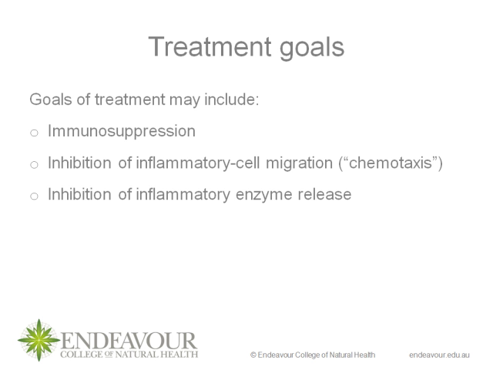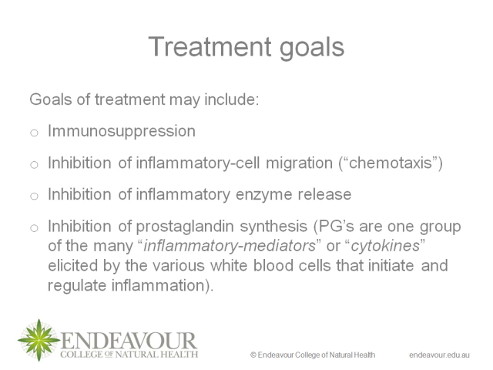We may wish to inhibit the release of inflammatory enzymes, and we may wish to inhibit certain mediators, the prostaglandins, symbol PG. These are inflammatory mediators or cytokines that are produced by various white blood cells and initiate and regulate inflammation. And so inhibiting them will help to reduce or block that inflammation.